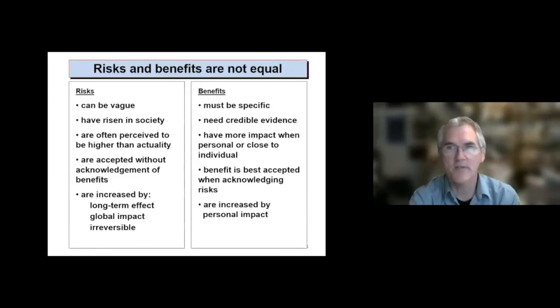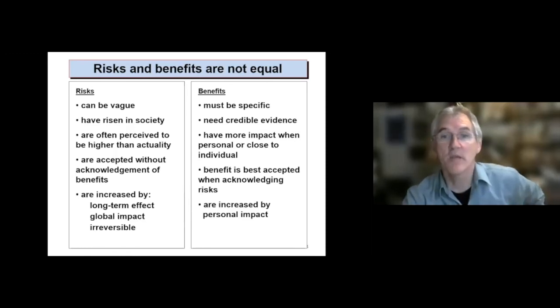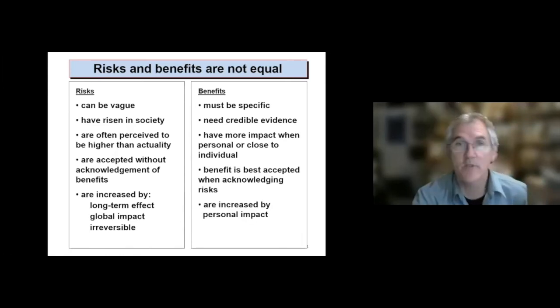And risks and benefits are different. Risk can be really vague, benefits must be specific. Risks have risen in society, but benefits need real credible evidence. Risks are often perceived to be higher than actuality. Benefits have more impact when personal or close to the individual. Risks are accepted without acknowledgement of benefits, but benefits must acknowledge risks. And risks are increased by long-term effect, global impact, or being irreversible, and benefits are increased by personal impact. So even risks and benefits aren't measuring the same thing.